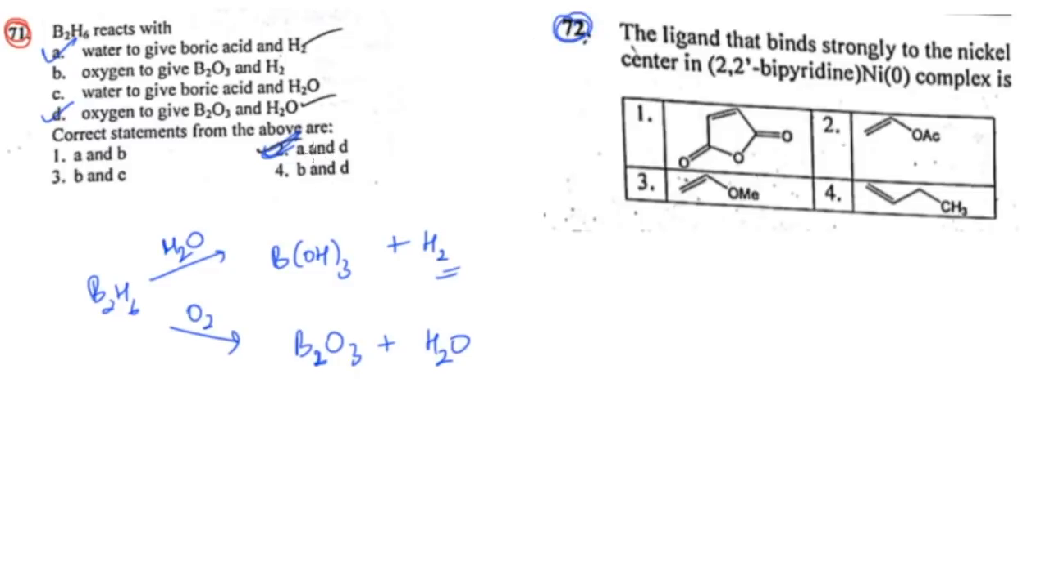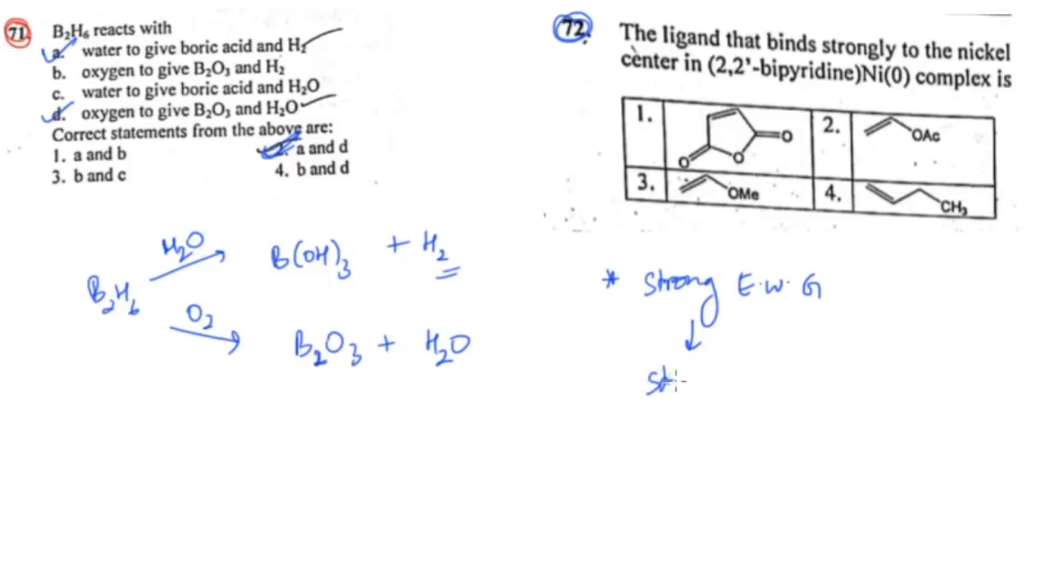Question number 72. It says that the ligand that binds strongly to the nickel center in 2,2-bipyridine nickel 0 complex is. Now the ligand which has a strong electron withdrawing group will have a strong pi acceptor tendency, and that will bind strongly. Okay, so remember this thing: that the ligand which has a strong electron withdrawing group attached to it, if an electron withdrawing group is attached to it, then what will happen?